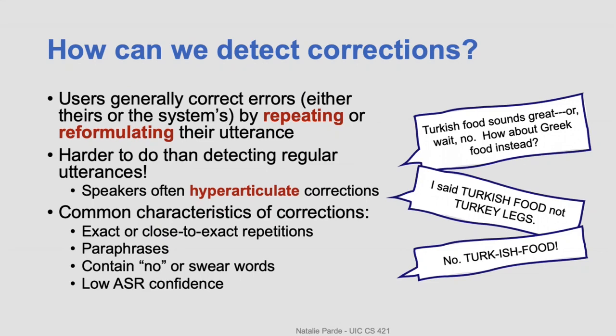One challenging thing that the NLU component and the dialog state tracker have to do together is to detect user corrections and incorporate them accordingly into the current frame. A lot of times users will correct errors by repeating or reformulating their utterance. However, they also tend to hyperarticulate when they're making corrections, which actually makes things harder for the ASR module because hyperarticulations don't follow the same patterns as regular speech. So another thing to look out for when trying to identify corrections is low ASR confidence. You can also check for paraphrases, the word no, or swear words.